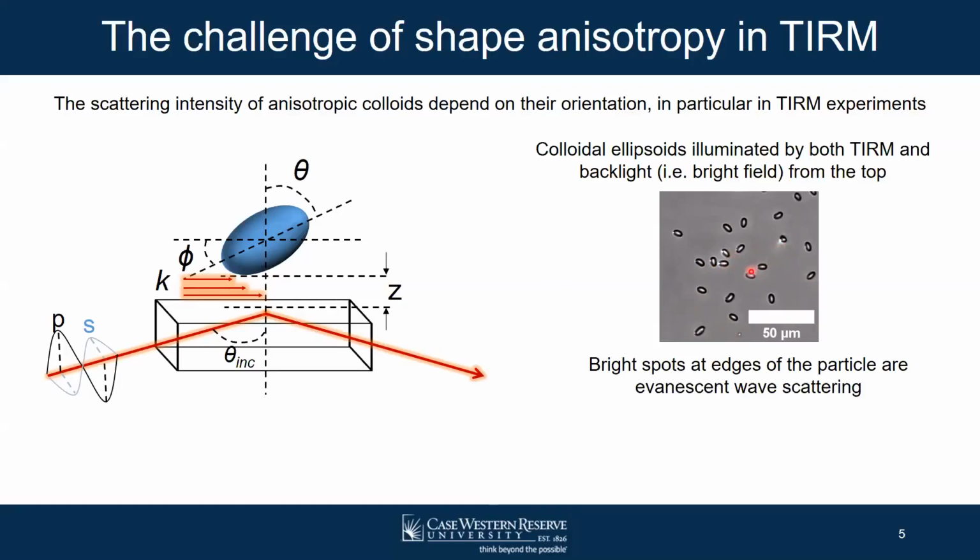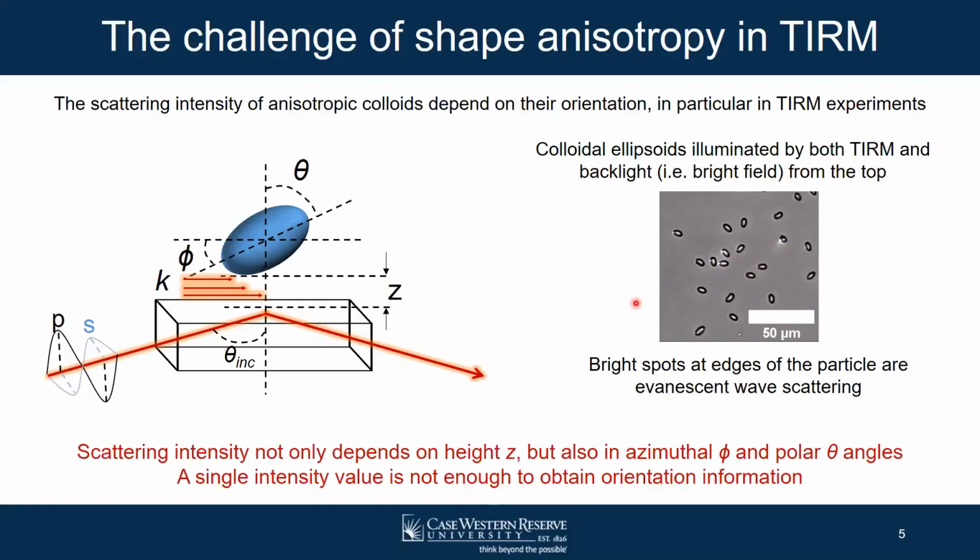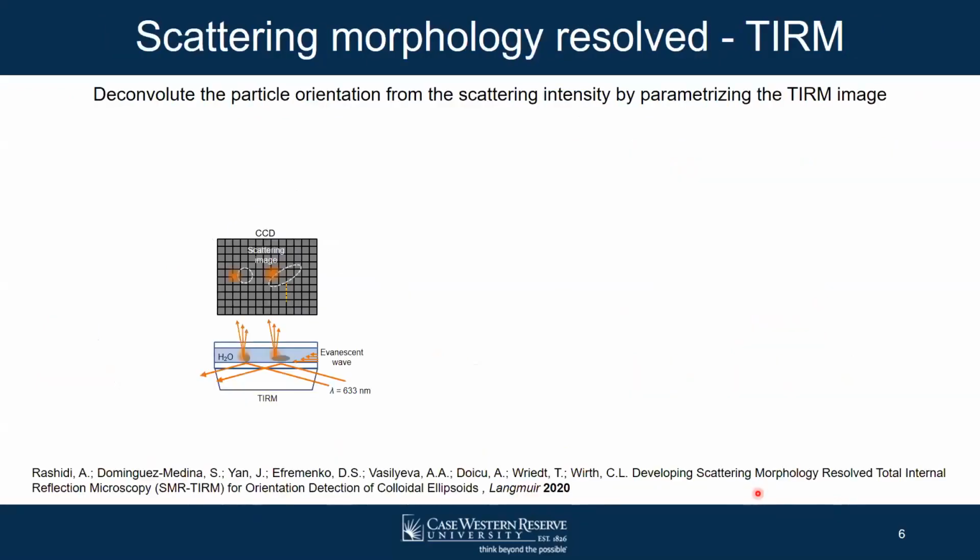So it was kind of apparent to us from the beginning that scattering intensity would not only depend upon the separation distance, but also these azimuthal and polar angles. So a single intensity value is really not enough to obtain this information. So we began to develop a technique called scattering morphology resolved TIRM. And the goal here is to deconvolute the particle orientation from the scattering intensity that is being collected.